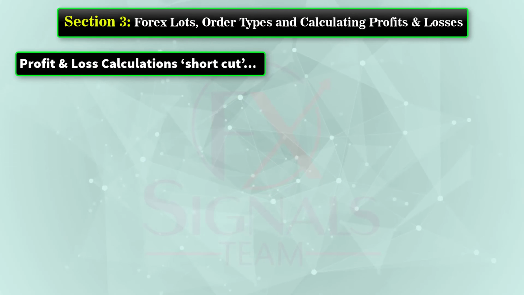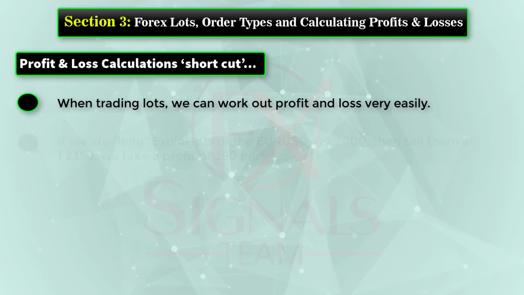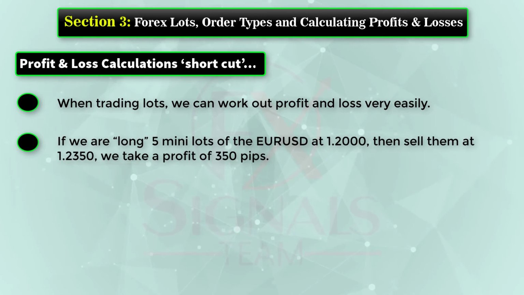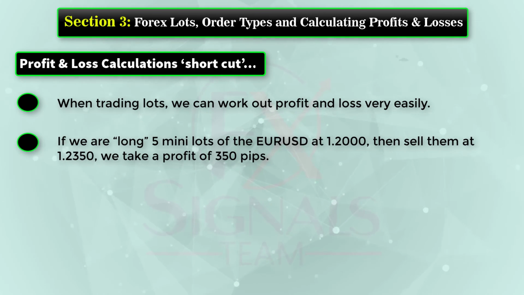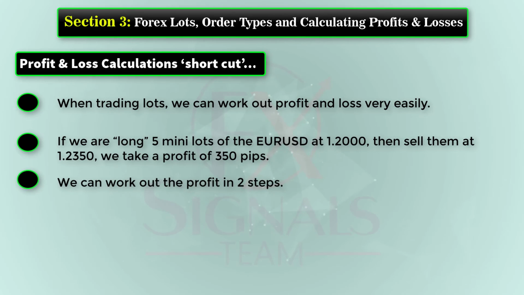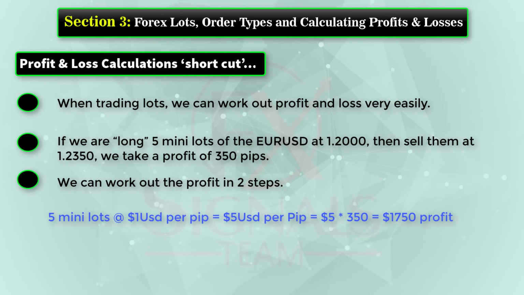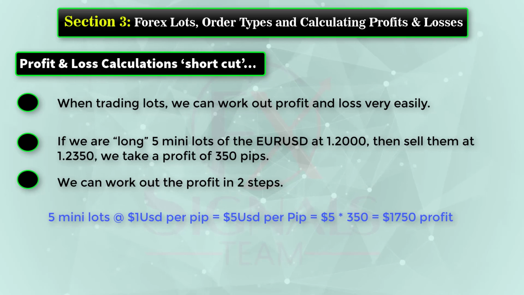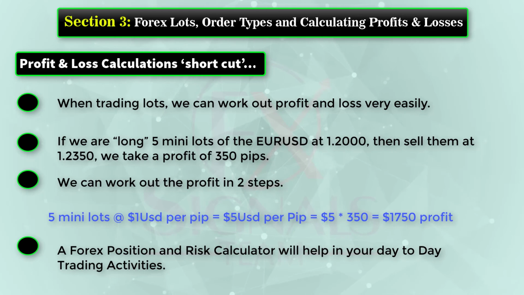Profit and loss calculation shortcut. When trading lots, we can work out profit and loss very easily. If we are long 5 mini lots of the Euro USD at 1.2000, then sell them at 1.2350, we take a profit of 350 pips. We can work out the profit in 2 steps. 5 mini lots at the rate $1 USD per pip equals $5 USD per pip, and $5 multiplied by 350 equals $1,750 profit. A Forex position and risk calculator will help in your day-to-day trading activities.